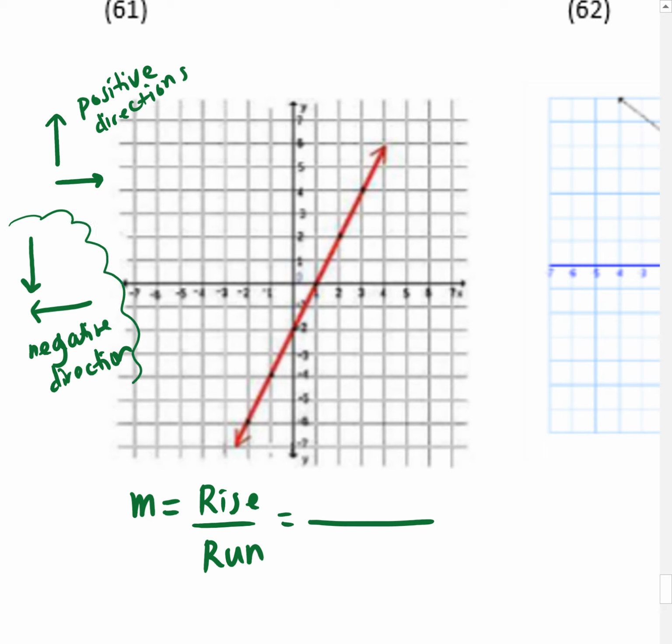But if you were to go from one point to the other and you were going down or to the left, you have to put a negative on that number because you're going in the negative direction. So let me focus on 2 points.